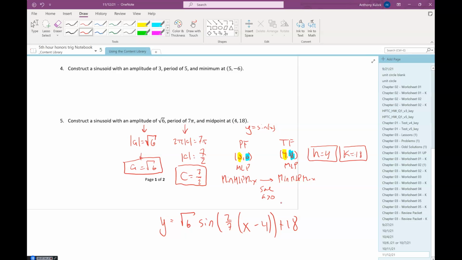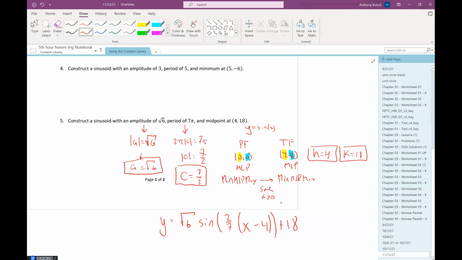So what would you choose? If you're given a maximum or minimum, like number 4, then I would use a cosine function. Why is that? It makes finding the h easier because the x coordinate is 0 for cosine. So when is it easier to use which? If I have a midline point, I'm going to use sine. If I have a maximum or minimum, I'm going to use cosine.